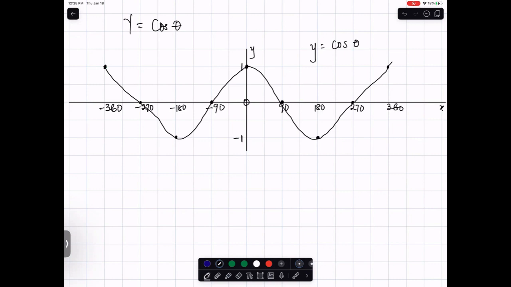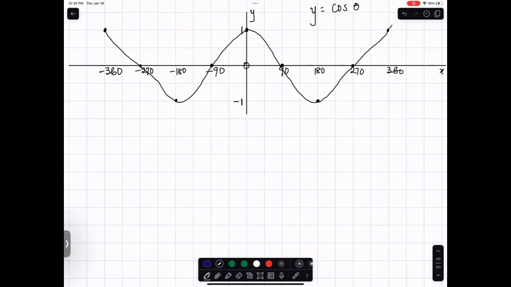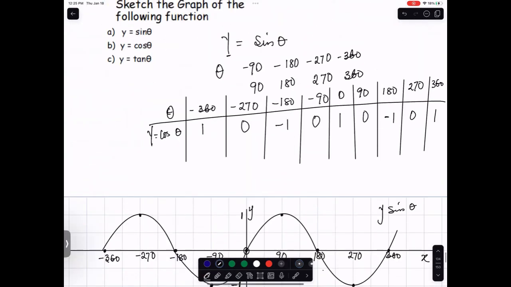So the next graph we'll be plotting is our graph of y equals tan theta. So we are plotting the graph of y equals tan theta. So I will just replace on my table of values with tan theta. So I have y equals tan theta.